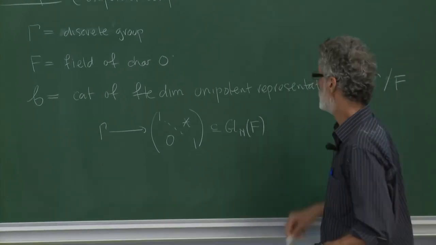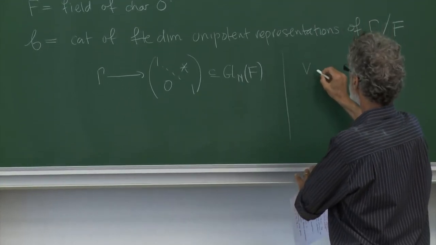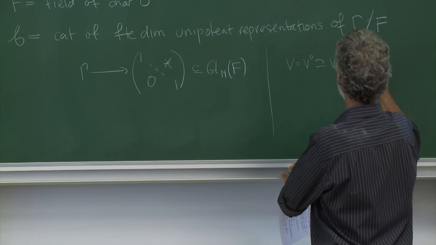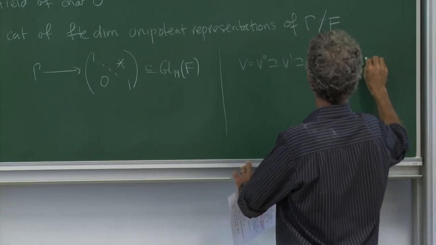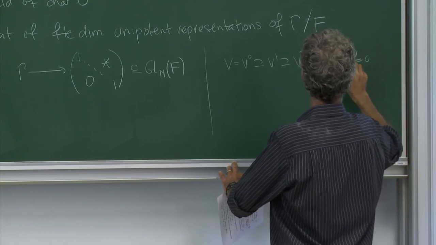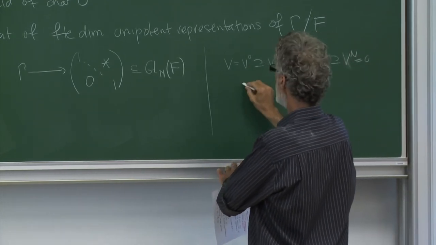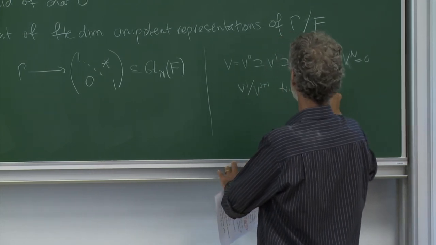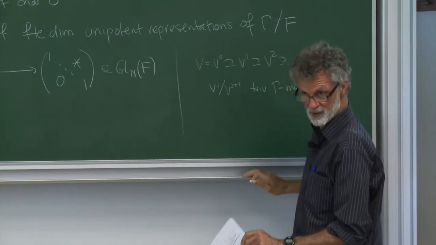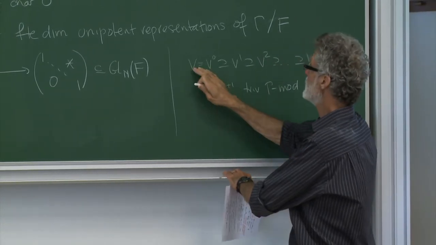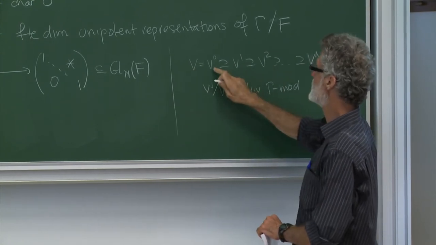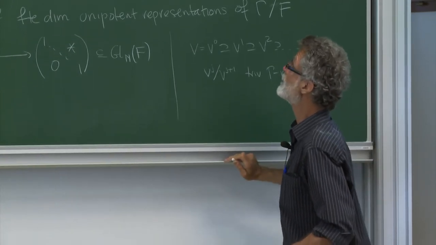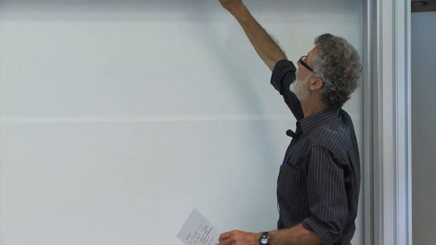Or you can also say it's just a representation that admits a filtration, V equals V0, contains V1, contains V2, and so on, by gamma submodules, where each Vj mod Vj plus 1 is a trivial gamma module. So that's a more coordinate-free way to say it. It's just that you can filter the modules by submodules, and all the associated gradeds are just trivial modules. And now this category is Tannakian.